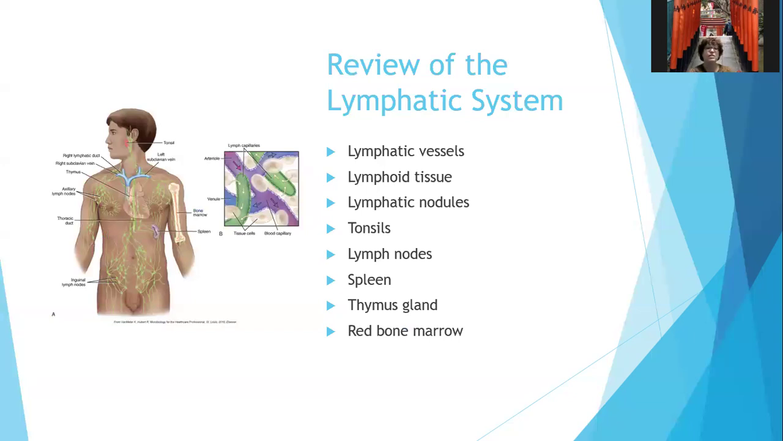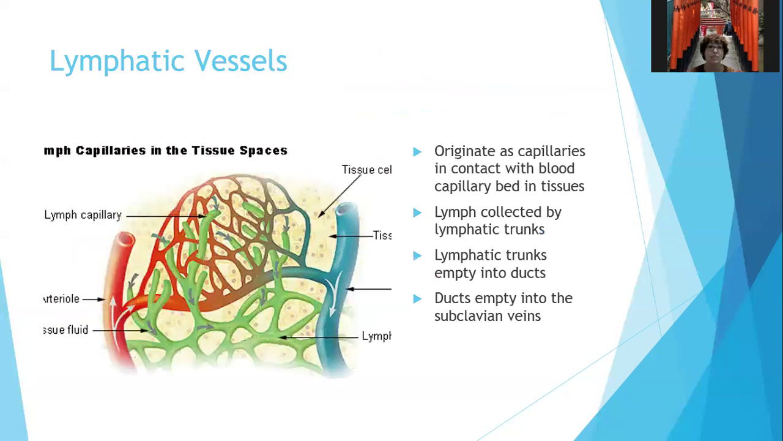The B lymphocytes mature in the bone marrow. That's where the B comes from. And the T lymphocytes mature in the thymus gland. That's where the T comes from. So the lymphatic system is a big part of the immune system. It's a transport and storage system for all of those lovely lymphocytes.